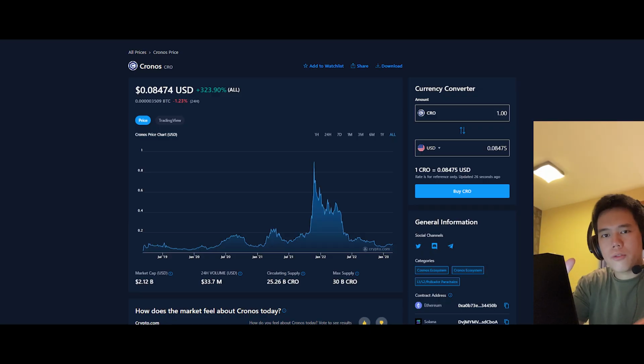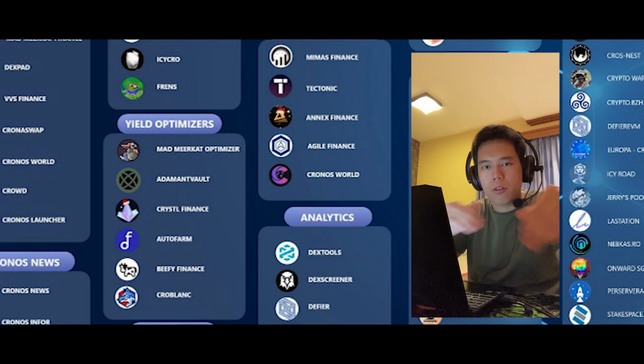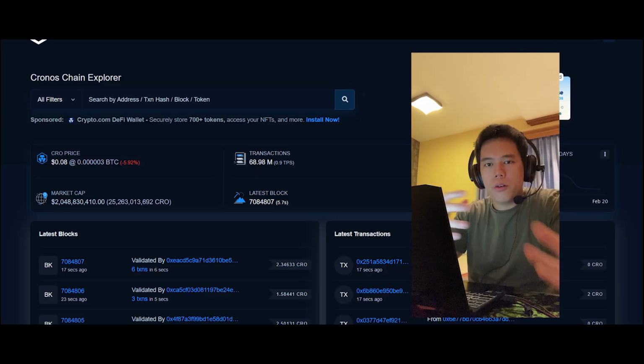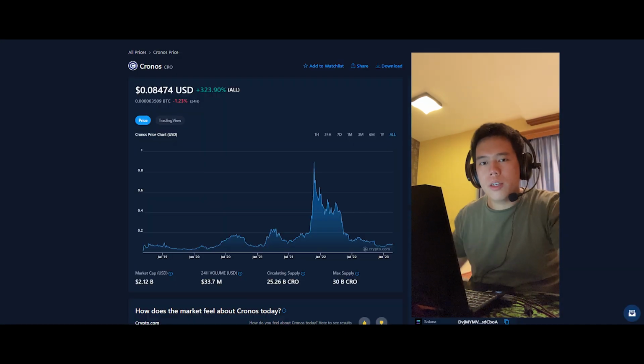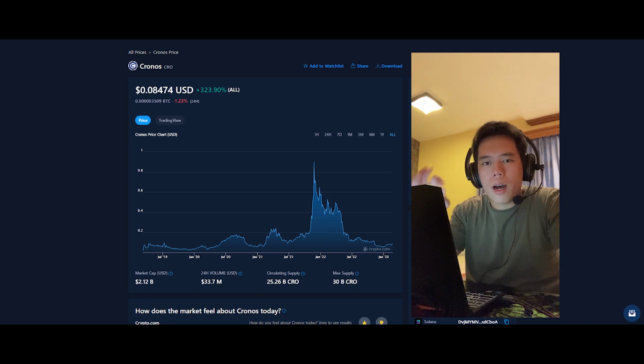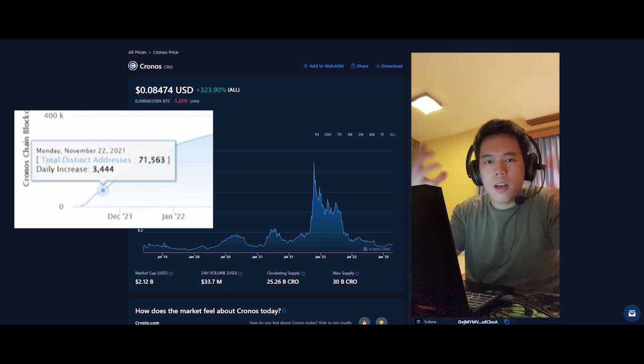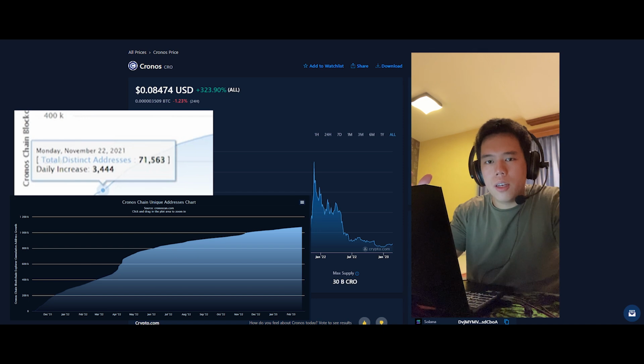Despite the price of CRO being below 10 cents, the Cronos ecosystem right now is doing the best it's ever been doing. In terms of wallet addresses and number of projects on Cronos, they're all sitting at an all-time high. So if CRO could reach 97 cents with only around 70,000 wallet addresses on the Cronos chain, just imagine what it can reach during the next bull run now that there are over 1 million unique wallet addresses.